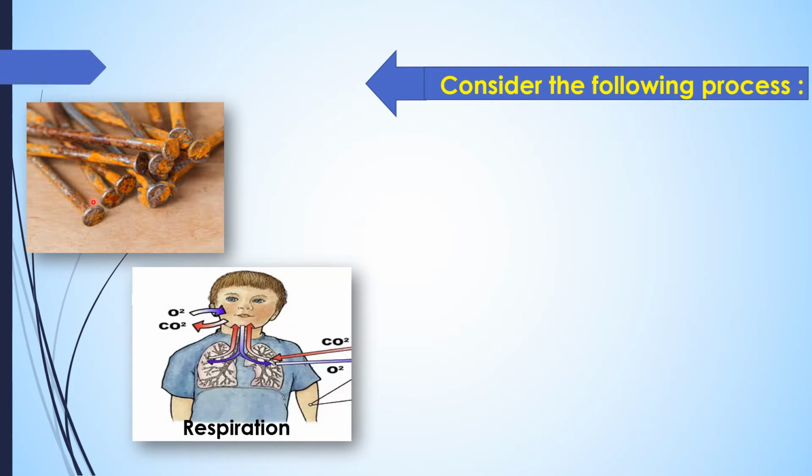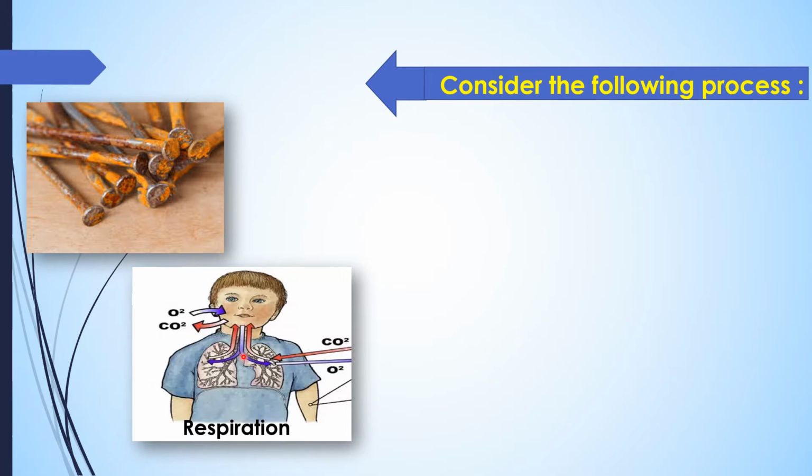Consider the following process. The first image shows the rusting of iron. You know that rusting of iron is a chemical change, as iron combines with oxygen to form the new substance iron oxide, and it's an irreversible process. The second image is that of respiration. Respiration is a biological process. In this process, oxygen-rich air is inhaled. This inhaled air reacts with glucose present in the cells of the body, forming carbon dioxide and water. Hence, respiration is also a chemical change.